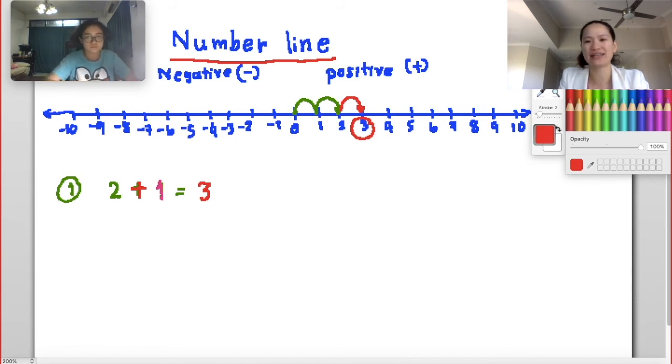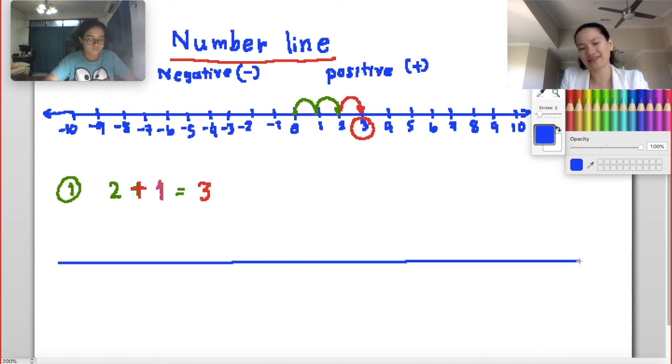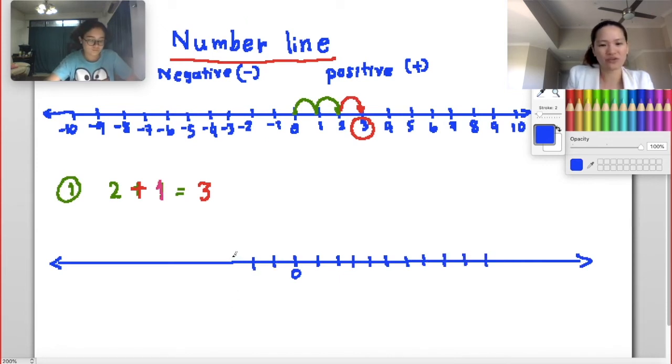Well, we're going to do something different here as well. I'm going to delete this first. Let's try another one, number 2. But this time, we're going to copy the number line. Let's see this one: 0 again, then 1, 2, 3, 4, 5, 6, 7, 8, 9, 10, and 1, 2, 3, 4, 5, 6, 7, 8, 9, 10.